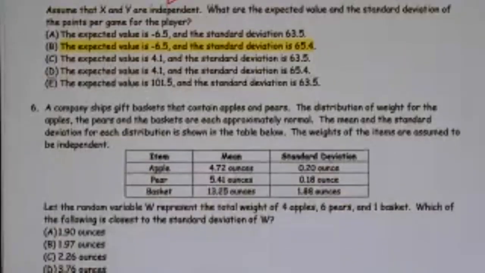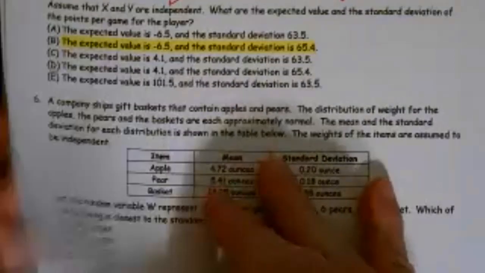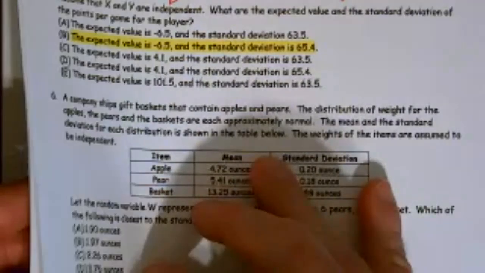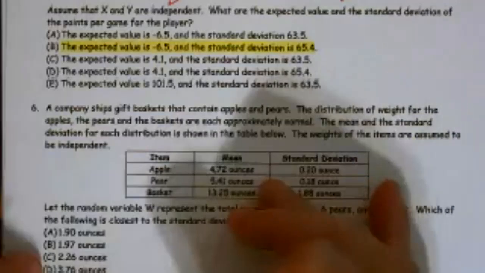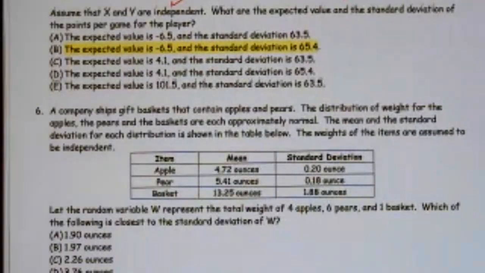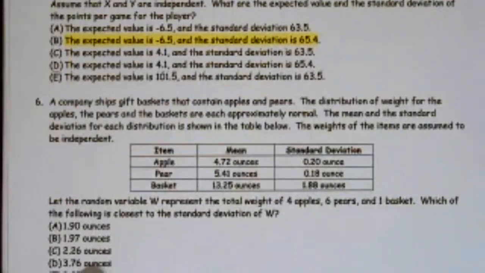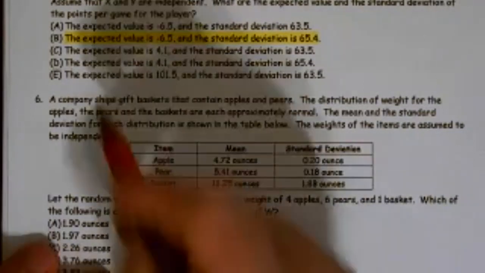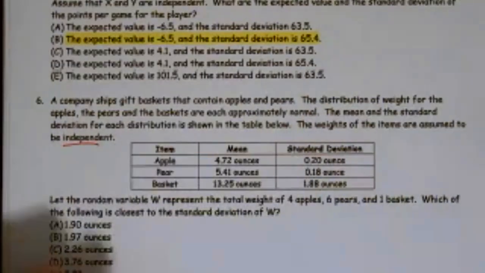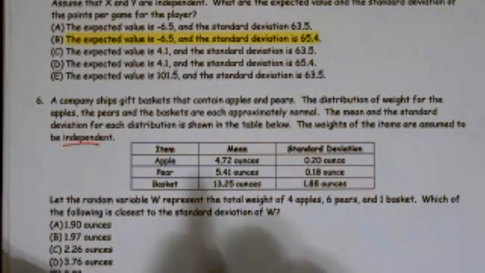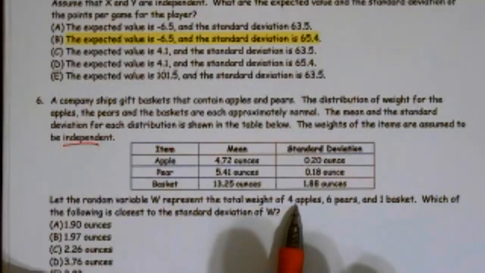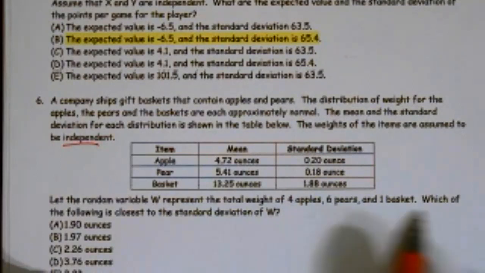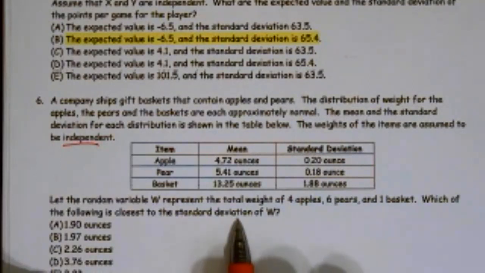The company ships, and I believe this is the last one before we actually get to our FRQ that I want to work. Yes, it is. The company ships gift baskets that contain apples and pears. The distribution of weight for the apples, the pears, and the baskets are approximately normal. The mean and standard deviation are shown below. The weights of the items are assumed to be independent. That's important so we can combine standard deviations. Let the random variable W represent the weight of the 4 apples, 6 pears, and 1 basket. Which of the following is closest to the standard deviation?